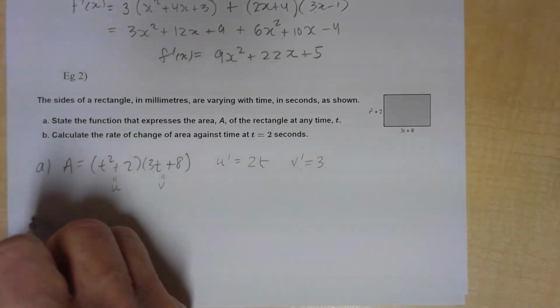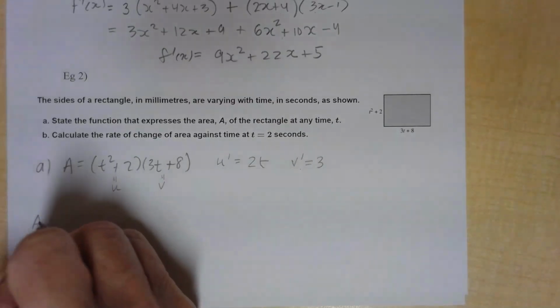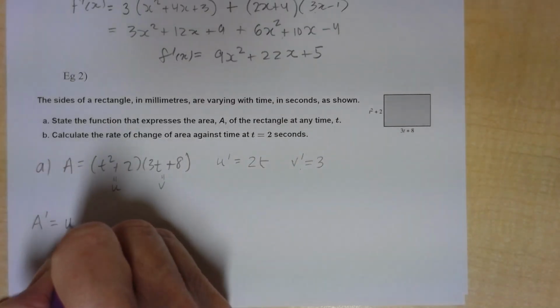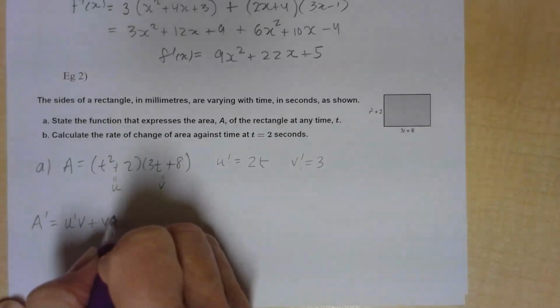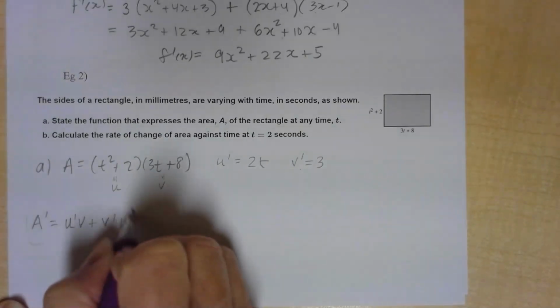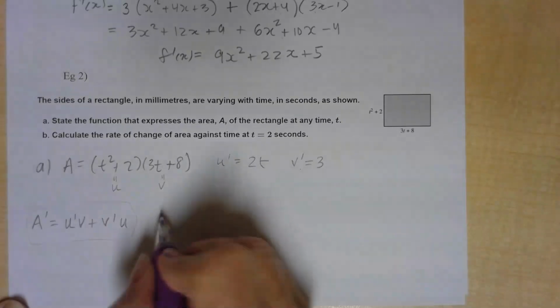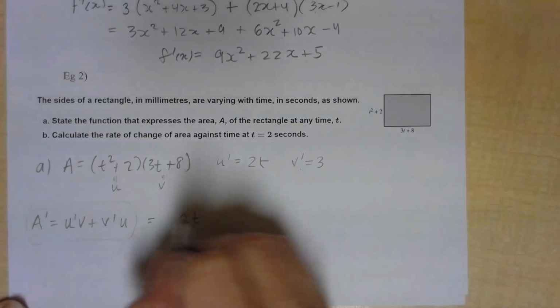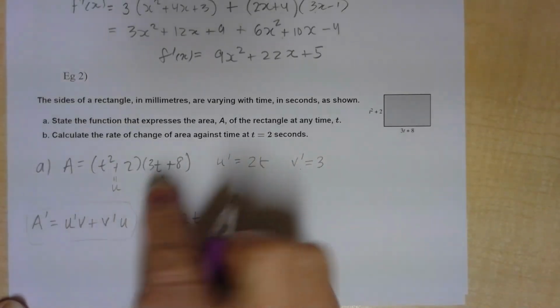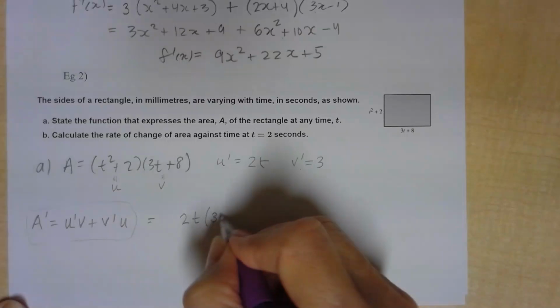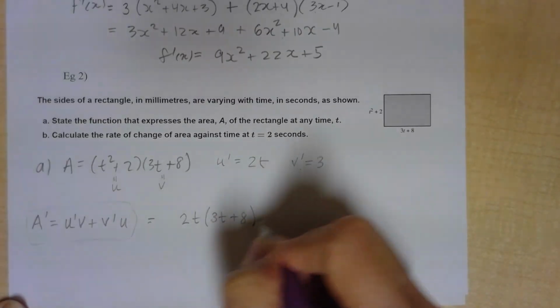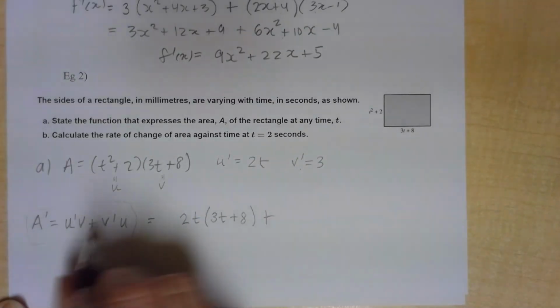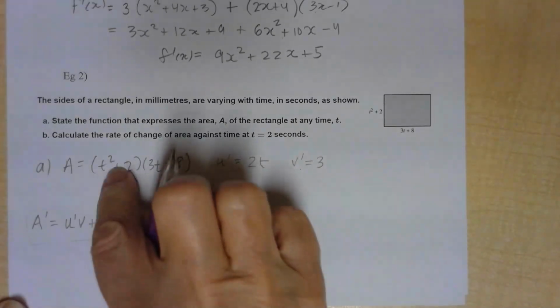Then I write my formula down. I say, okay, A dash equals U dash V plus V dash U. If you keep writing that every time, then you'll learn it more quickly. And then I'm going to write U dash 2t, there's no sum, so I don't need brackets, times V. There is a sum, so I better use a bracket. Then the plus sign, V dash 3 times U.